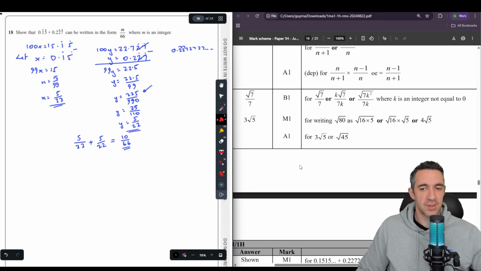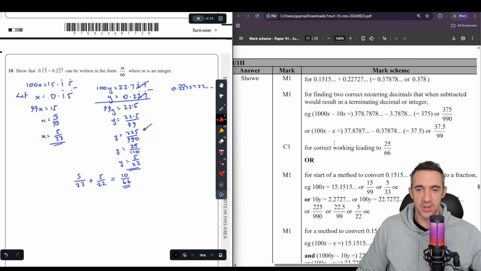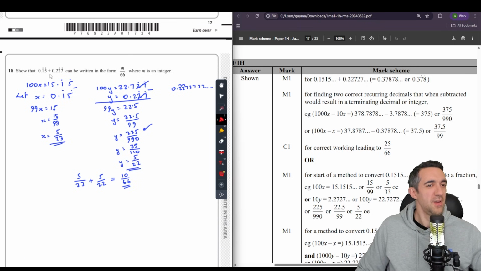Recurring decimals. I think this was 3 marks, wasn't it? Was it 3? Yeah, this was 3 marks. So did I get 2? Finding 2 correct recurring decimals that when subtracted would result in a terminating decimal or integer. Oh, right, they've added them together. They've done a different way. Okay, so they added the decimals. Okay, that never occurred to me. I didn't even think about doing that.